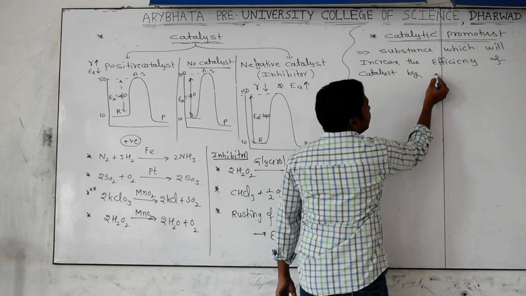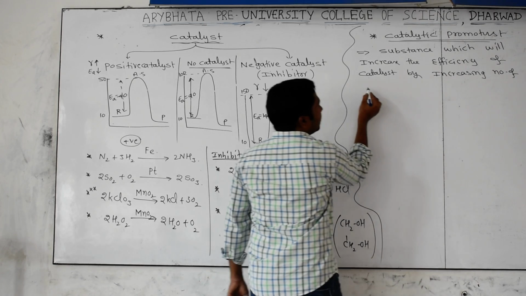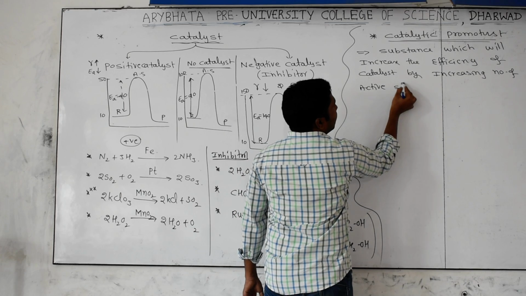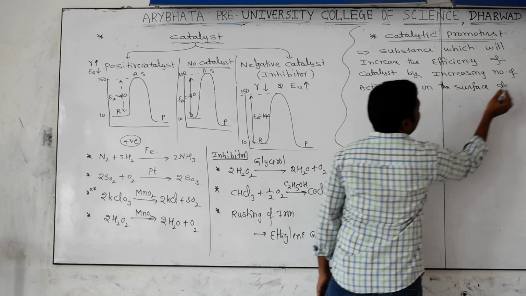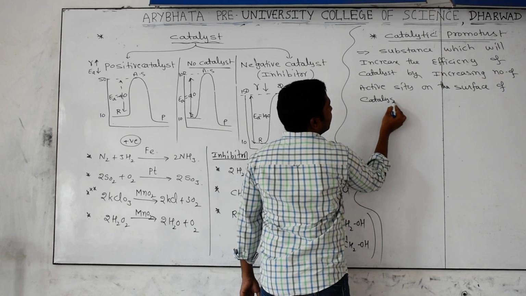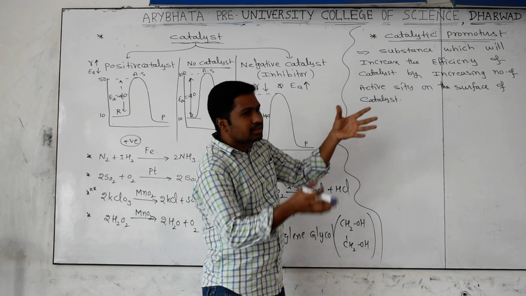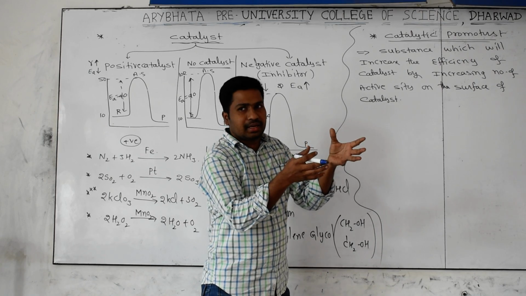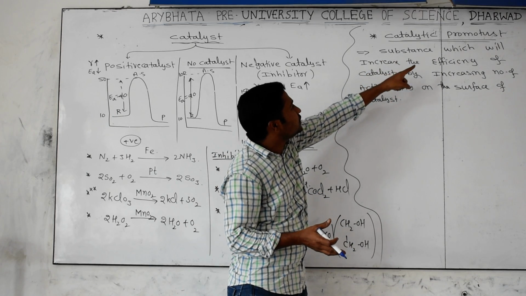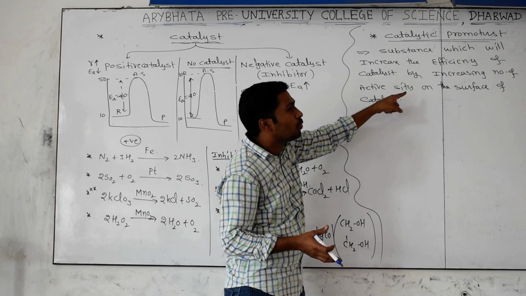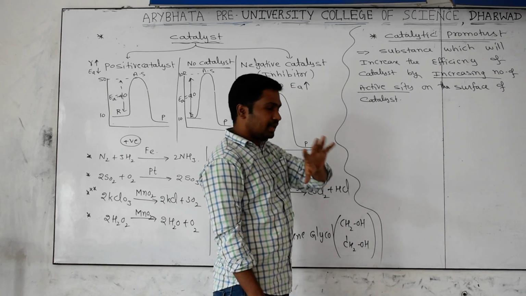by increasing the number of active sites on the surface of the catalyst. Yes, a very nice concept. I will explain very clearly. A catalytic promoter is a chemical substance which will increase the activity of the catalyst. Already the catalyst is active, but still you want to activate it more, so we use a chemical substance which increases the efficiency of the catalyst. How? By increasing the number of active sites on the surface of the catalyst. I will explain how in a moment.